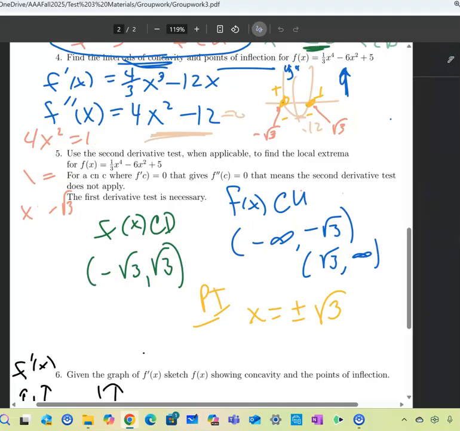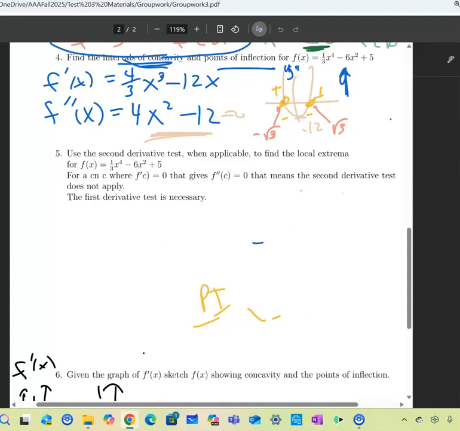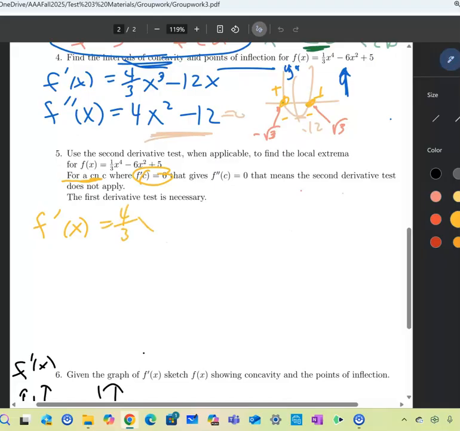Okay, so this is different. I want to make sure you're contrasting the second derivative test with the second derivative, which tells you the concavity. The second derivative test is asking you to find the maxes and mins, so that's where you do need the critical numbers. Find the critical numbers. If it's the second derivative test, they have to be this kind of critical number. So f prime is 4/3 x cubed minus 12x.